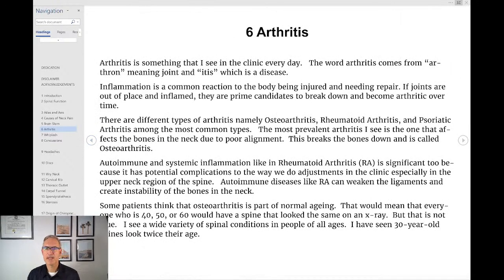And I wrote about that in a chapter in my book called Neck Pain. In that book, we cover whiplash, concussions, and headaches as well. So it's a really good book.